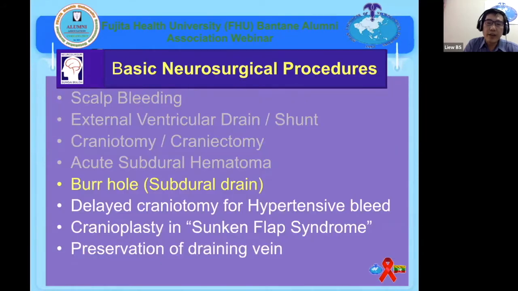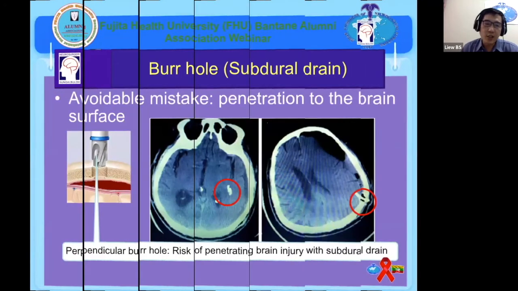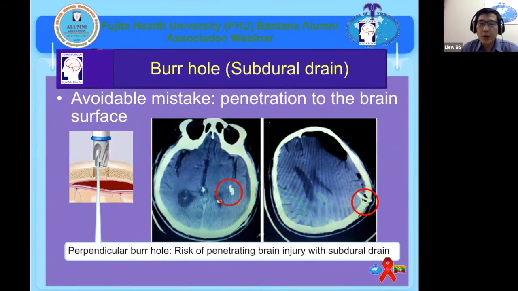And for a subdural drain, again, I find the classical teaching to do a perpendicular burr hole may not be so correct when we want to place a subdural drain. Because if we put in a perpendicular burr hole, the subdural catheter will follow the direction, and this is where we commonly see the catheter was inserted inside the brain parenchyma.